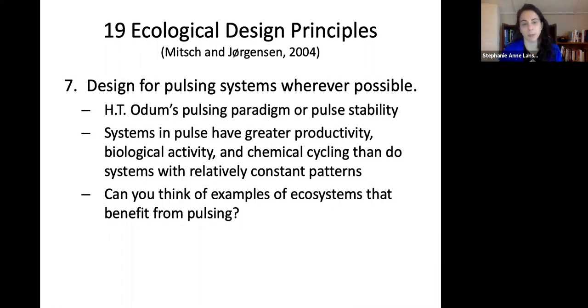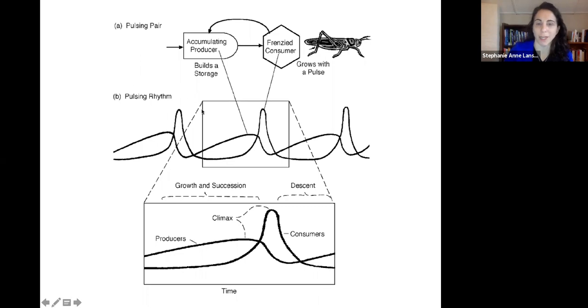Design for pulsing systems whenever possible. Again, the idea is this pulsing paradigm, that pulses have greater productivity, biological activity, and chemical cycling than systems with relatively constant power. And so we'll think about systems that benefit from pulsing. One of those is this idea of the frenzied consumer, with the locusts and then the descent. The idea is that we have these locusts that grow and grow and grow, and then they grow so much that they actually eat up all the crop and the producers go down, and then the consumers die and then it kind of goes again.